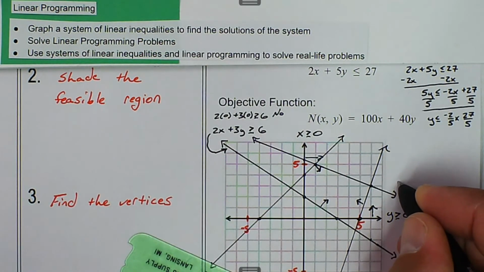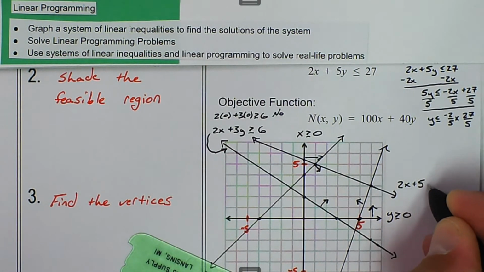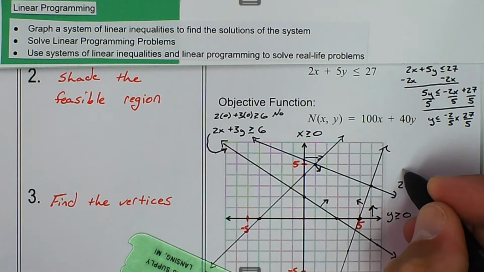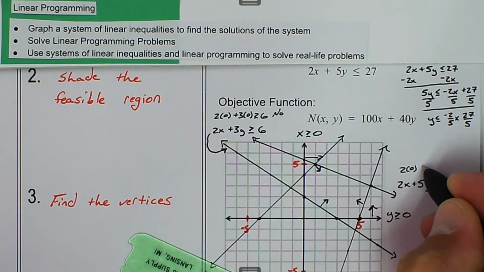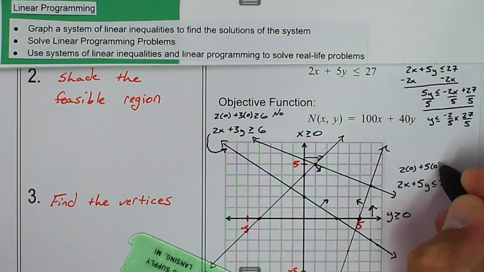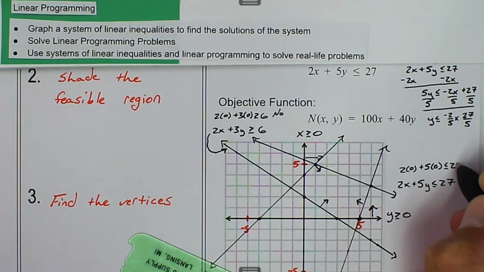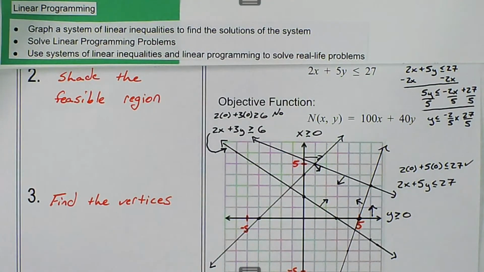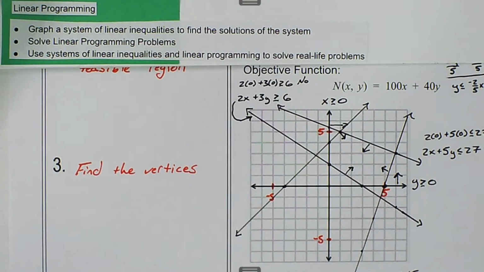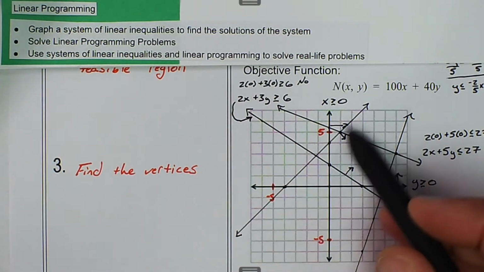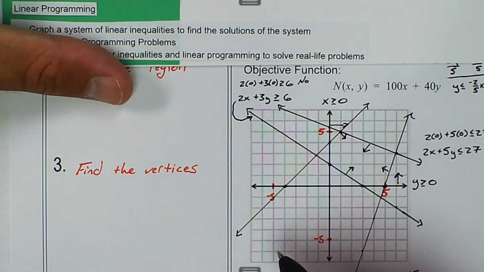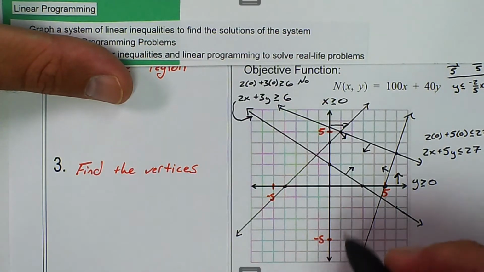So this is 2x plus 5y is less than or equal to 27. And if we check 0, 0: 2 times 0 plus 5 times 0 is less than or equal to 27, and that is true. So we want to shade that side. One that we did forget to check is this constraint here. Probably going to shade on this side, but I just want to write it out just to make sure.